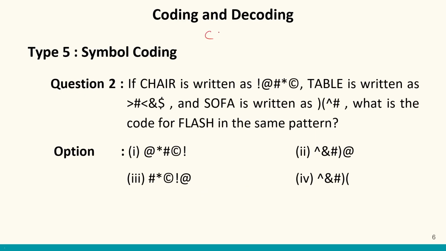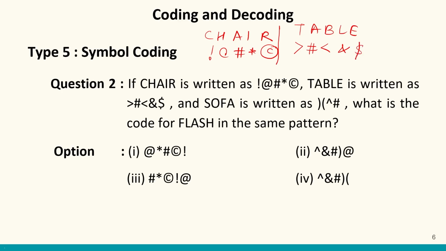Similarly, this question, let us check. Chair code is given as this. Table code is given as this. We have to find the code. So the first code is also given and we have to find the code for flash. Now again, I can see that they are in sequence. If A is the common term here, and A is represented by this symbol. So they are in sequence. So let us find for flash.